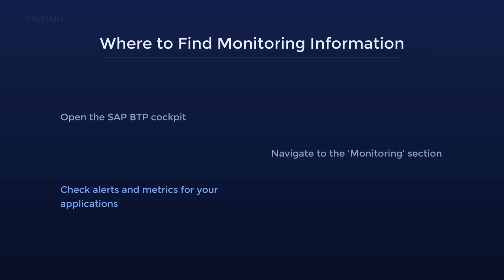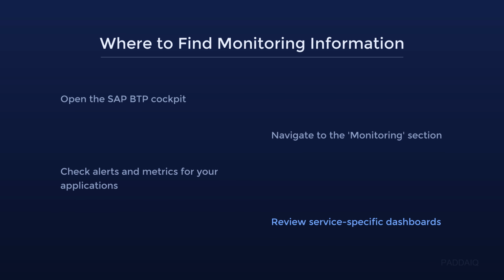Check alerts and metrics for your applications. This means you monitor your app's health and performance using data and notifications. For example, if your sales app slows down, you'd check its metrics to find the cause. Staying on top of this helps ensure your applications run smoothly and reliably. Review service-specific dashboards.